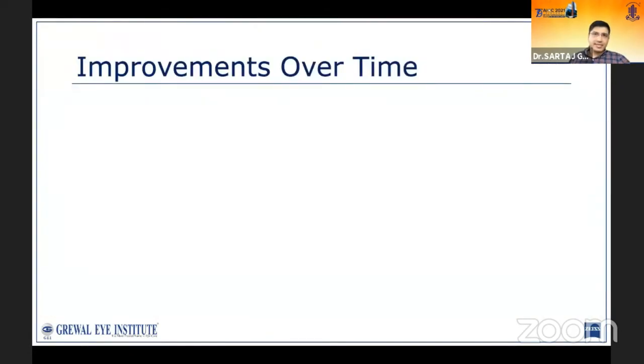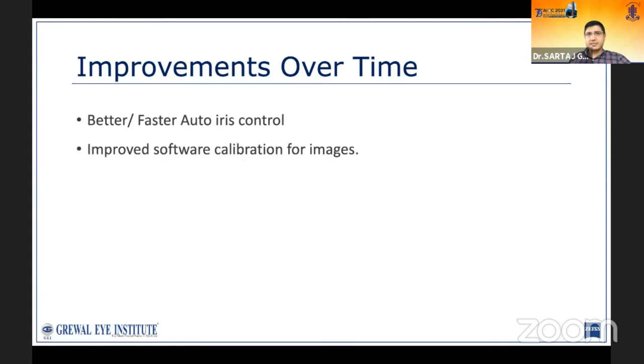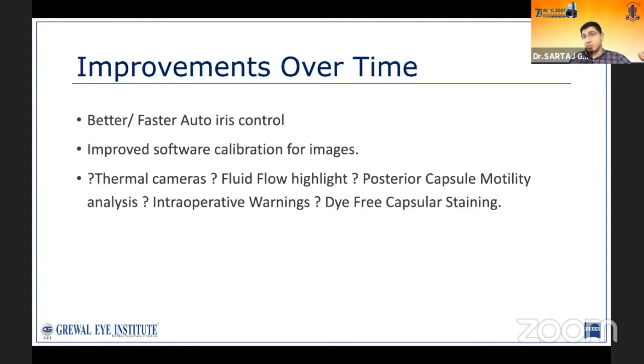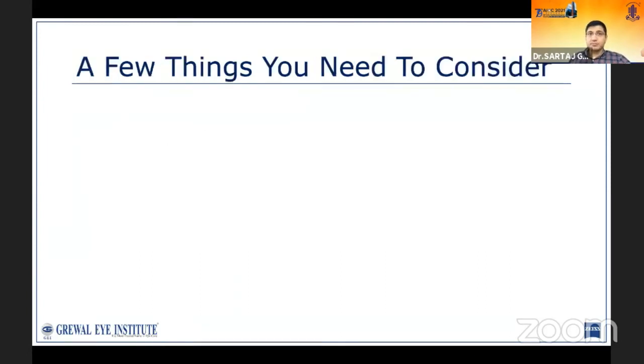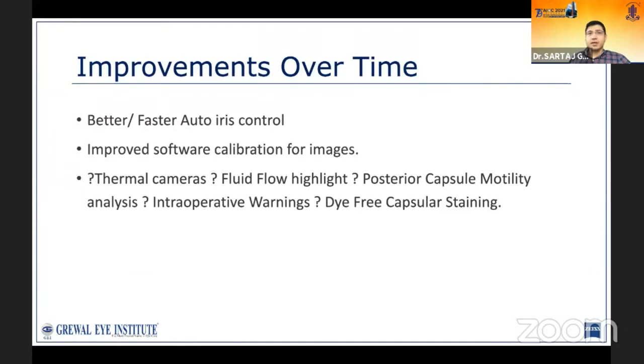Some of the improvements we can expect with advances in hardware over time are faster auto-image adjustments, further refinement of image calibration, and sometime in the future, maybe even cameras based on newer image modalities that can help us assess and improve the fluidics flow while operating, and modalities that can assess excessive tension on the mobility of the posterior capsule and warn the surgeon in anticipation of complications.